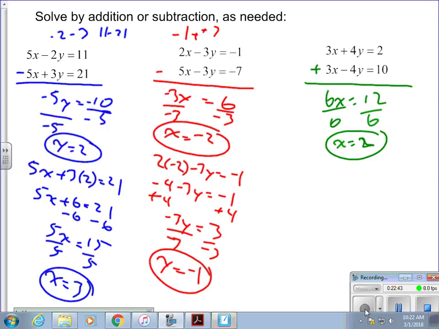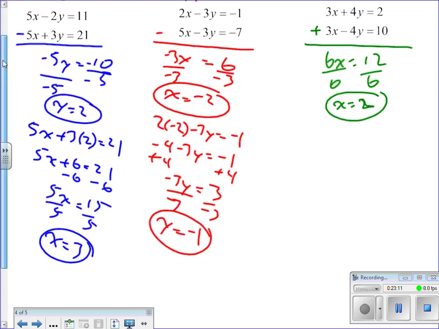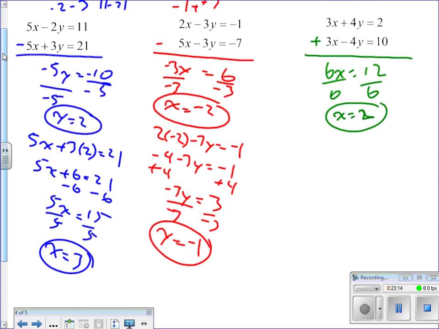Now, I have a choice. Listen closely. I can take 2 and plug it in for x and solve for y. Or I can say, hey, why don't I do subtraction and do the same thing? So if I had done subtraction first, watch this. Let me get a little room. If I take the problem again, 3x plus 4y equals 2. 3x minus 4y equals 10.